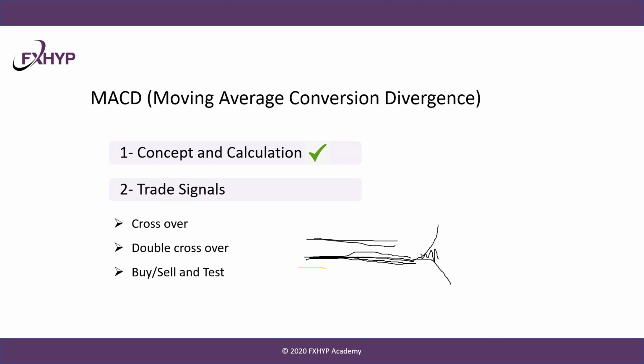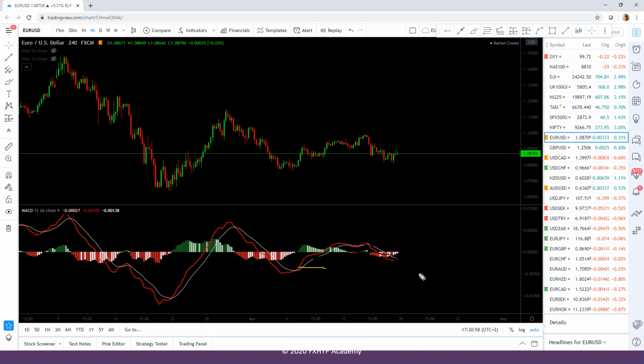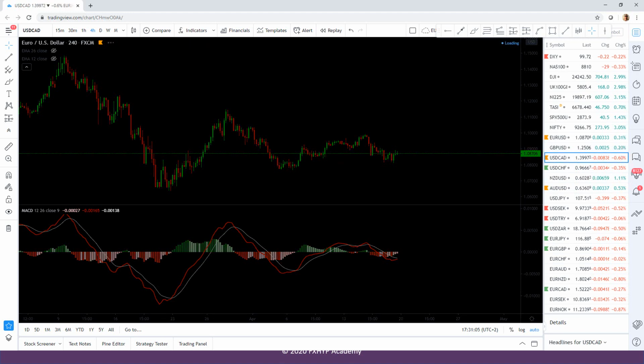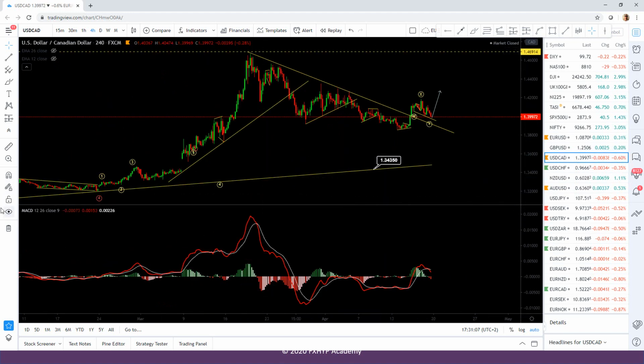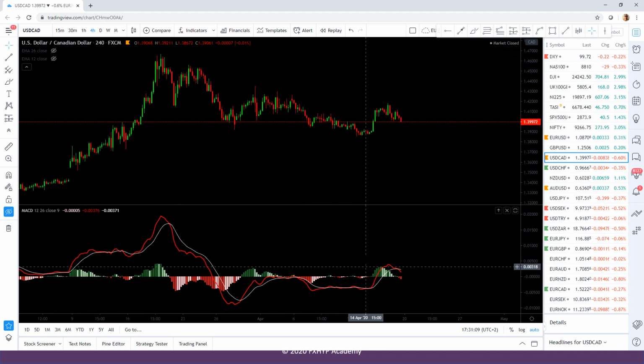Let me show you one real example of this. Yes, this for example, the USD CAD, we can have a look at USD CAD. Forget about these lines now. Yes, this for example.